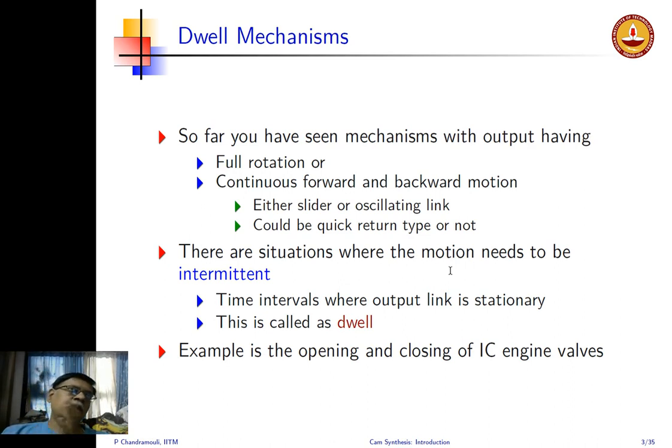But there are a lot of situations in mechanical engineering and industry where we require the motion to be intermittent, which means there should be time intervals where the output link, which could be the coupler, the rocker or a slider, has to remain stationary for some time. This is called a dwell. Dwell simply means it is sitting there without moving, velocity and acceleration are zero, and then it starts to move from that position. The example for this is the opening and closing of IC engine valves.